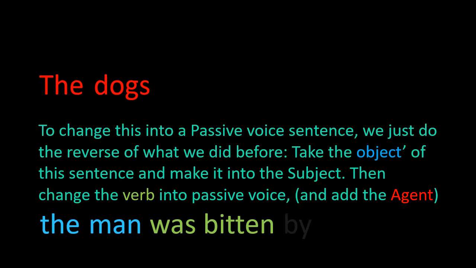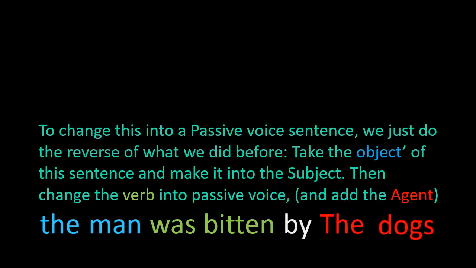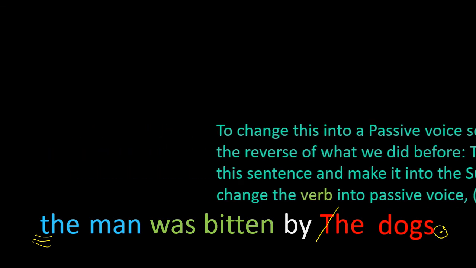If we want to add the agent, we would put by the dogs. And once again, it's almost perfect, except this has to be lowercase. Start the sentence with a capital letter and add a full stop, and then it's perfect. Okay, so just 3 exercises. So that's 6 sentences and 8 words. Very easy today.